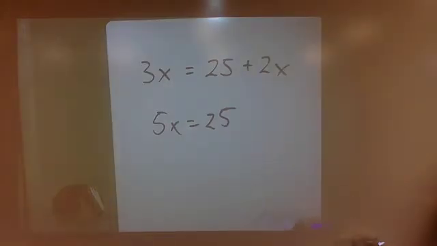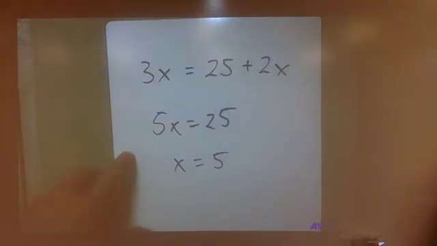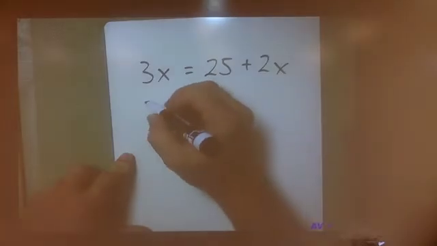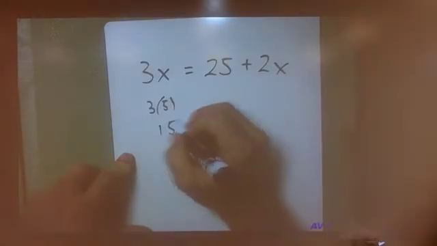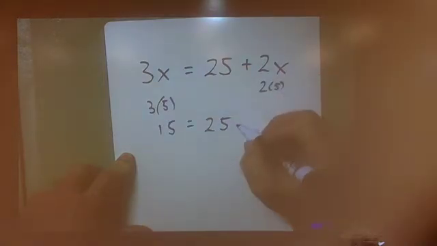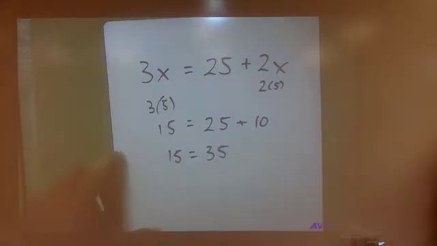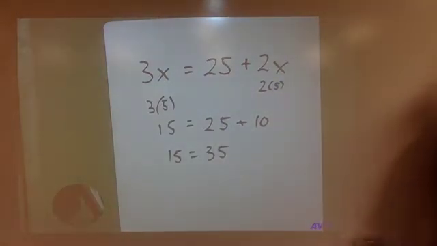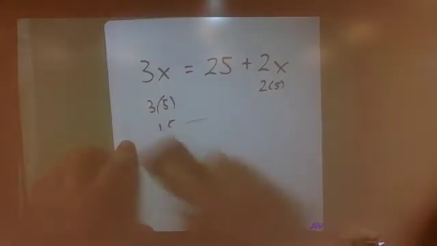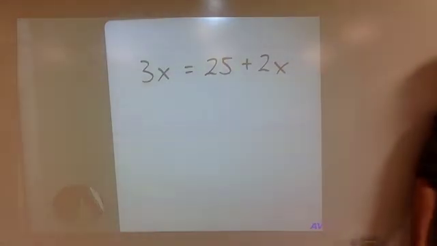Because if you did do that, then x would equal 5, and if you plugged in a 5 to check your work, you would say 3 times 5 is 15. You would say 2 times 5 is 10, and you would get 15 is equal to 25 plus 10. 15 is equal to 35 is not true, therefore the mystery number is not 5. So if you can't combine those, how are you supposed to solve this?